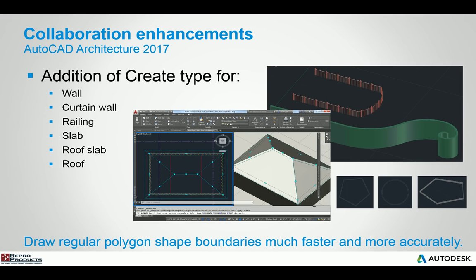You also have the ability, a nice little new feature, when you're working with commands like wall, curtain wall, railing, slab, and roof, you can actually tell it to use a subcommand of a shape. For example, a rectangle, a circle, a polygon. So you can very quickly generate the data that you need to generate.